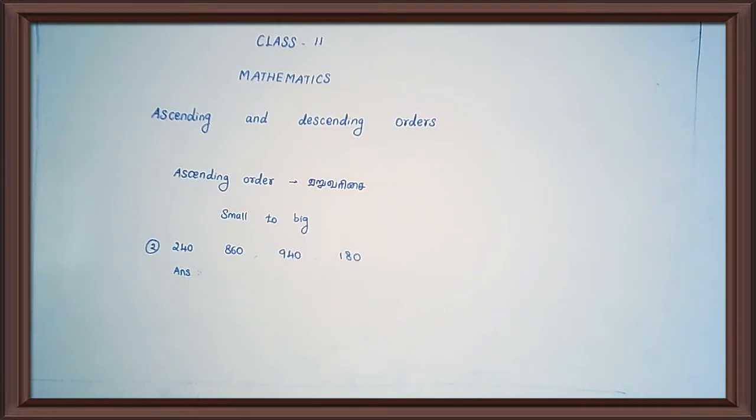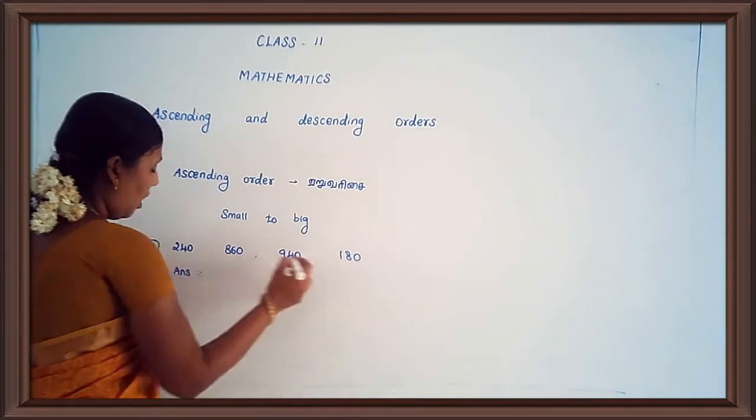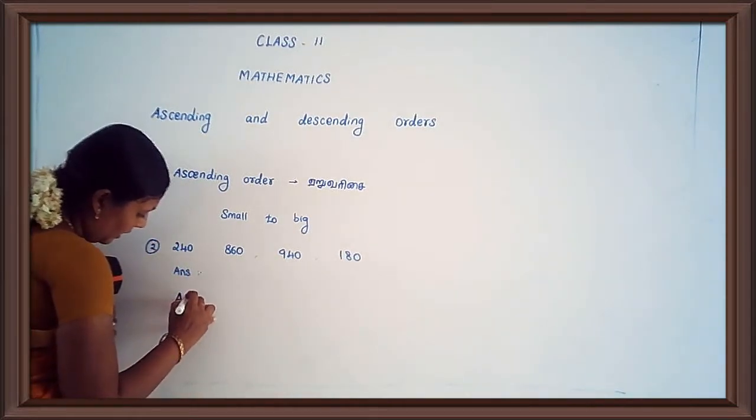Then the third one, 940. This 9, how much is in the 100 place? 9. So it is 900. Then last one, 180. How many hundred is there? 100. The first one 200, 800, 900 and 100. Which is smaller? 180. Which is smaller, ma? 180. So we have to write in ascending order.